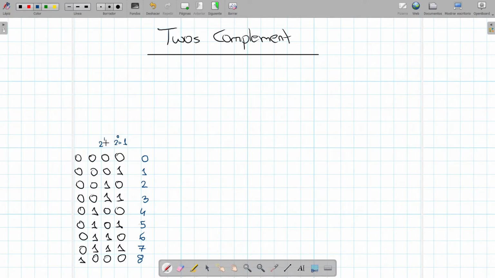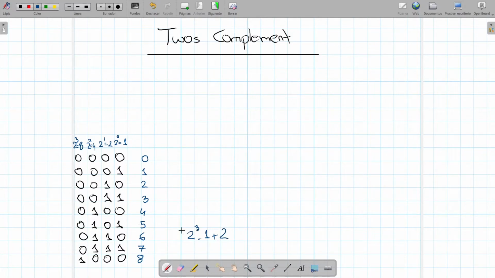This would be 2 to the power of 1, so the 2's, 2 to the power of 2, so that's 4, 2 to the power of 3, so that's 8. So number 1 would be a 1 in this position, number 2 would be a 1 in this position, number 3 would be a 1 in the position of 2 plus a 1 in the position of 1, etc. So you can find the decimal representation of a binary number just by finding which positions are with a 1 and adding those up.